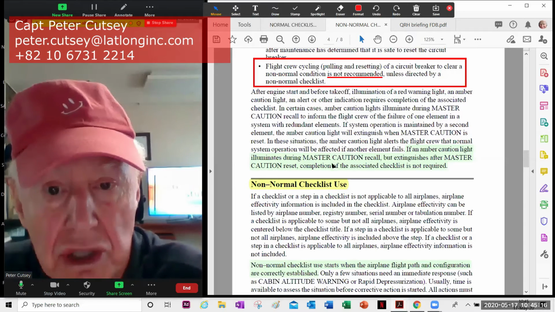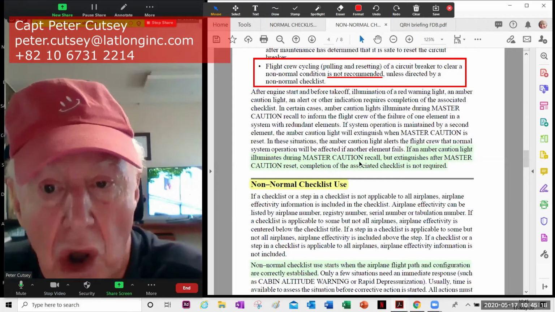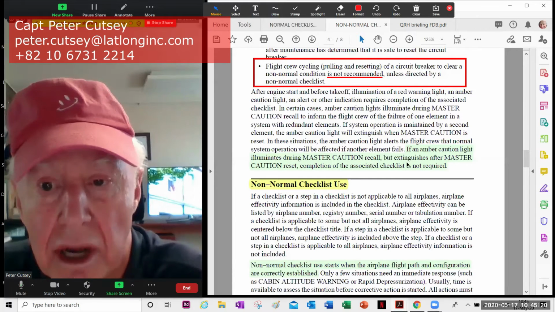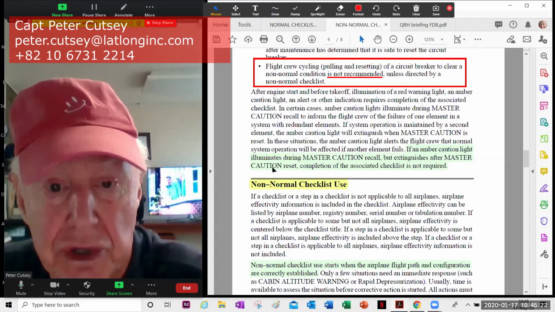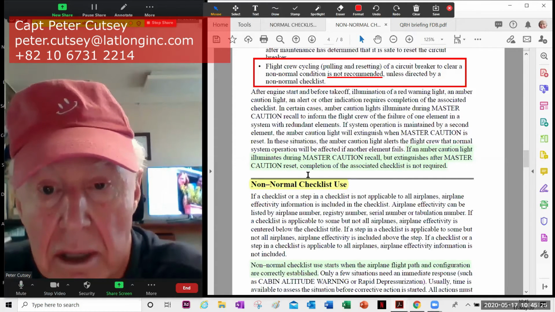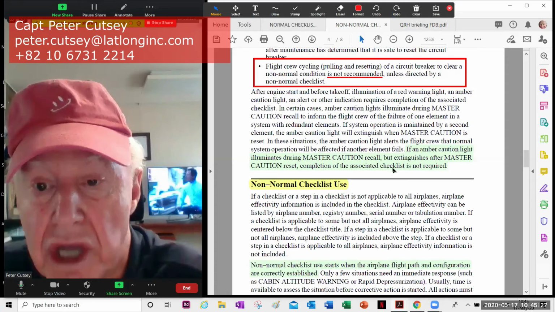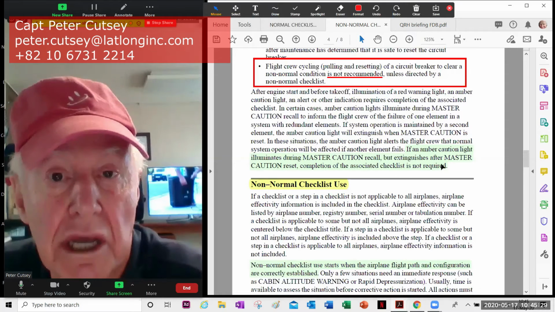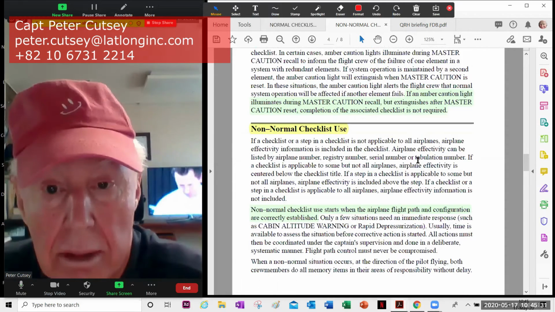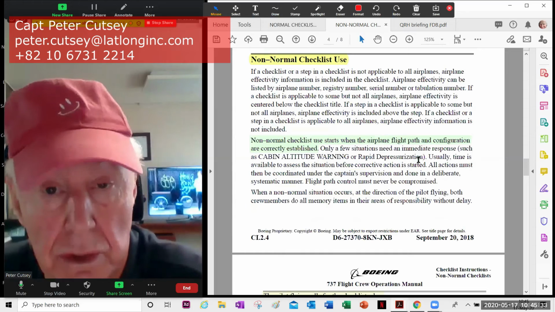If an amber caution light illuminates during master caution recall, but extinguishes after master caution is reset, completion of the associated checklist is not required. That's because it's gone away. It's no longer an issue.